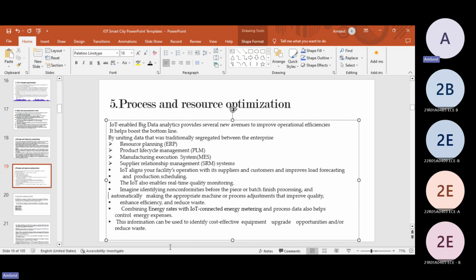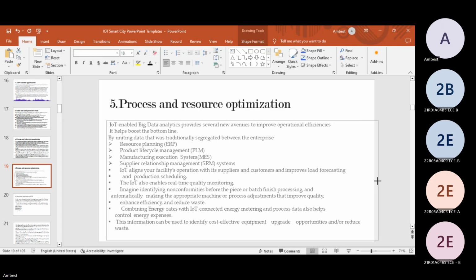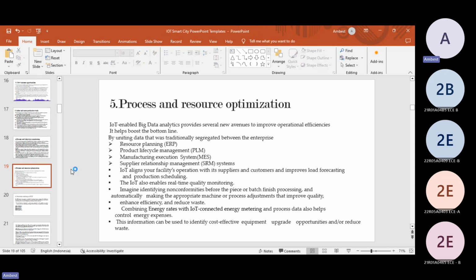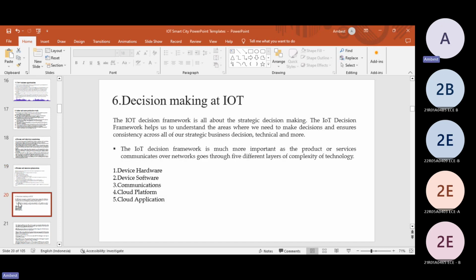By combining energy rates with IoT, the process could also help control energy costs. This information could be used to identify cost-effective equipment upgrade opportunities and to reduce waste. So the next thing was decision making in IoT.